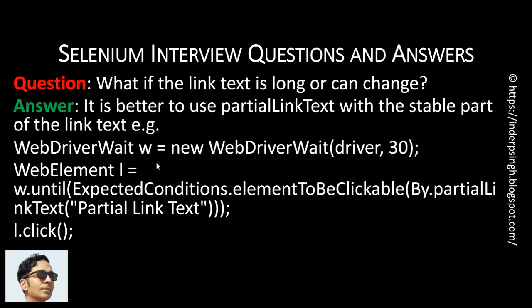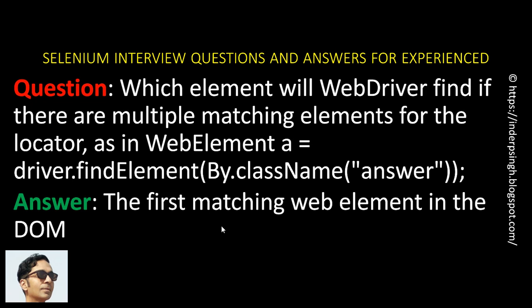So here we can use WebDriverWait, and this WebDriverWait is going to wait for a maximum of 30 seconds, and it is going to wait for the link, that element, to be clickable. And the locator, we can use partial link text and give the stable part of the link text and then click it. Selenium interview questions and answers for experienced.